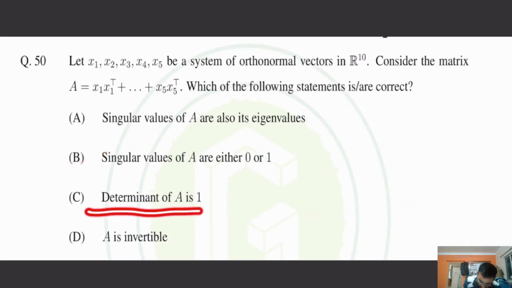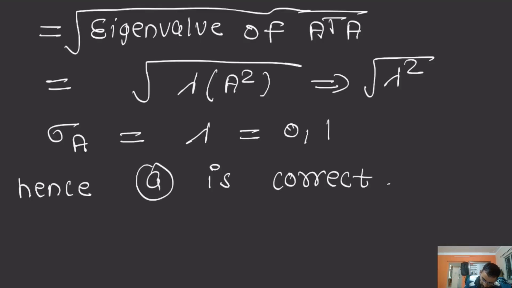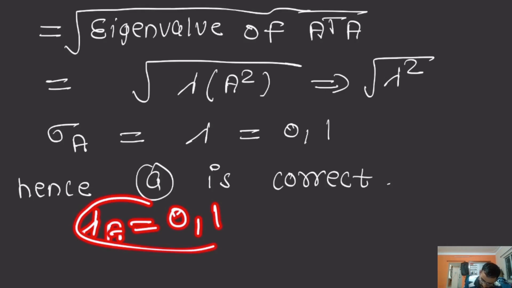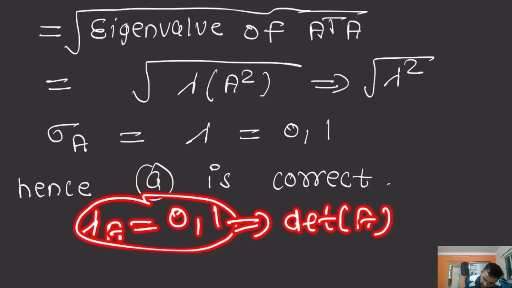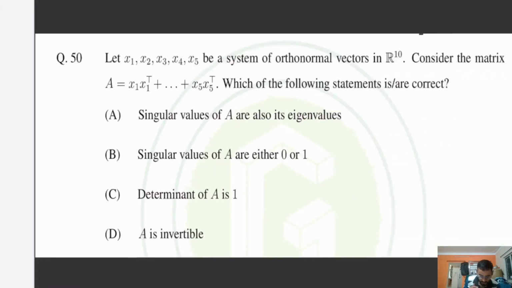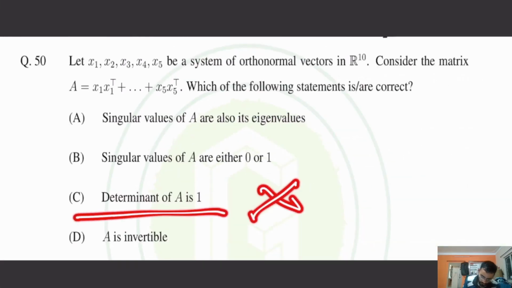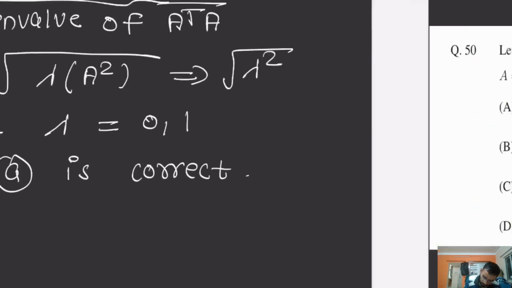Third is, determinant of A is 1. Here we get the eigenvalues of A are 0 or 1. Since the determinant of A is the product of eigenvalues, and one of the eigenvalues is 0, the product is 0. So the determinant will be 0. Determinant of A is 1 is wrong.